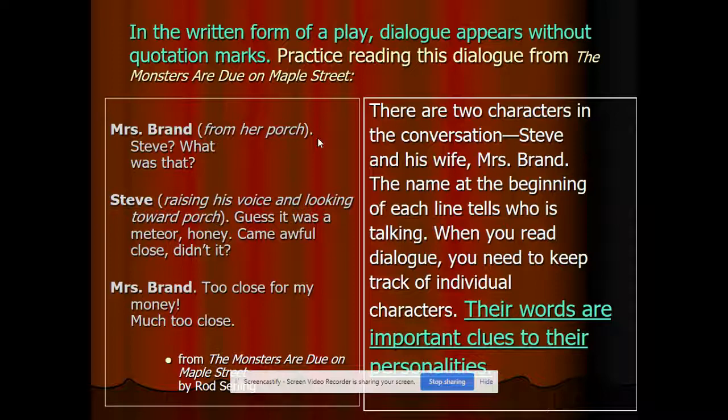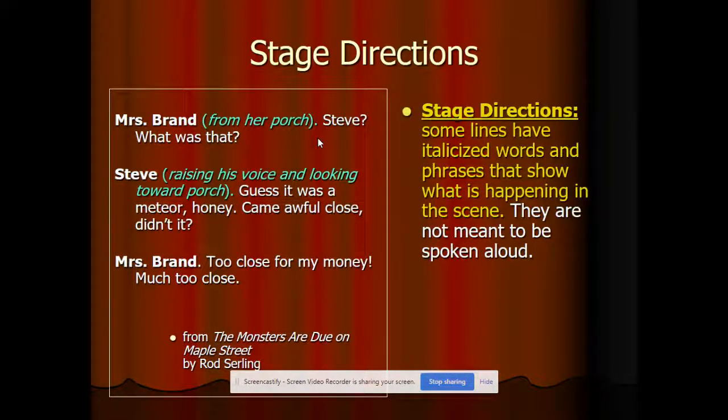You may also notice the italicized words. Those are stage directions. From her porch, raising his voice and looking toward the porch. Stage directions are where lines have italicized words and phrases that show what is happening in the scene. When a play is performed, the stage directions are not said out loud. However, when you're reading a play, you need to read those stage directions because they're telling us the action, they're telling us what's happening. Okay?